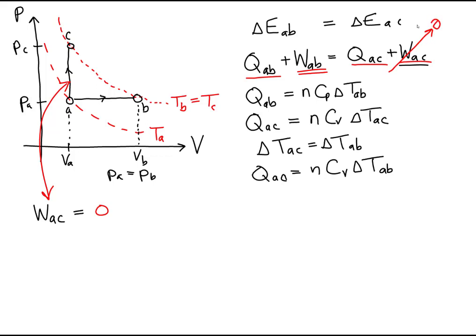Now let's find the work done from A to B. Again, I know the work done between 2 points in a pressure volume diagram is equal to the negative of the signed area between the curve and the volume axis. So the work done from A to B is equal to minus the pressure. Pressure here is the pressure at point A, which is the same as the pressure at point B because it's an isobaric process, times the volume change.